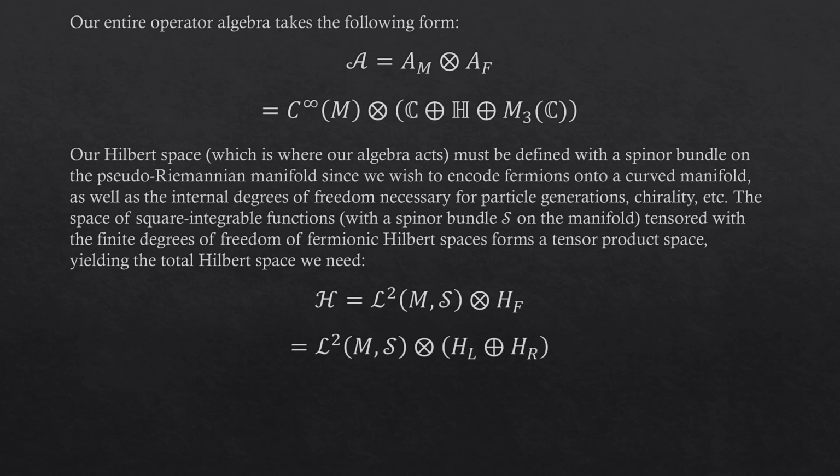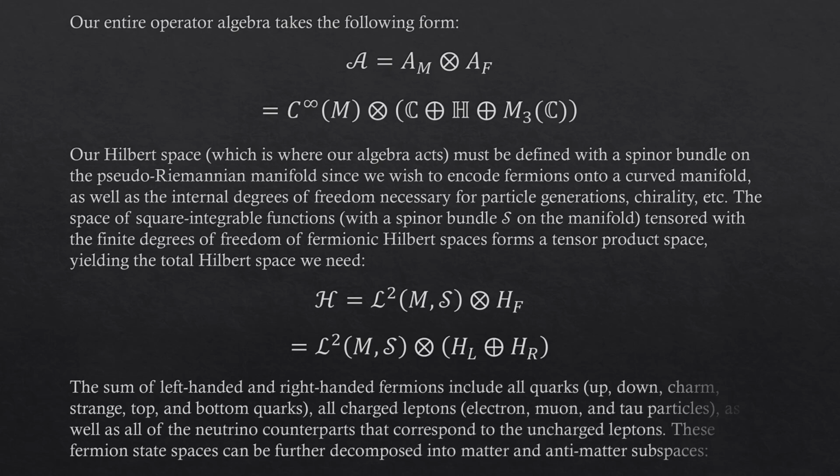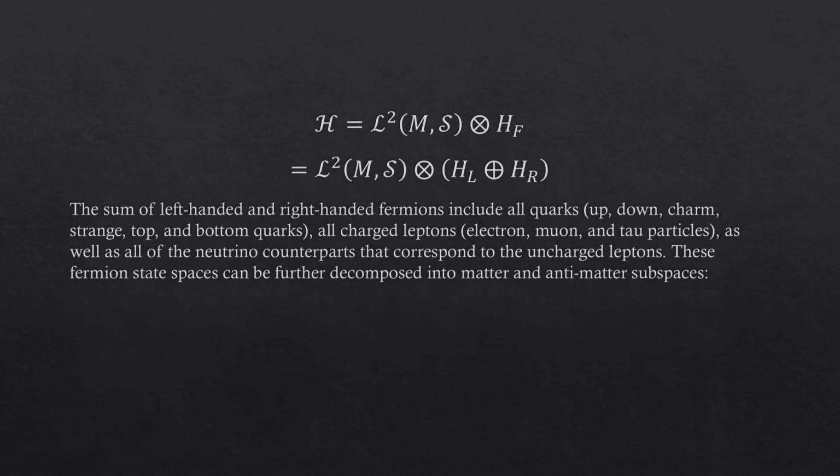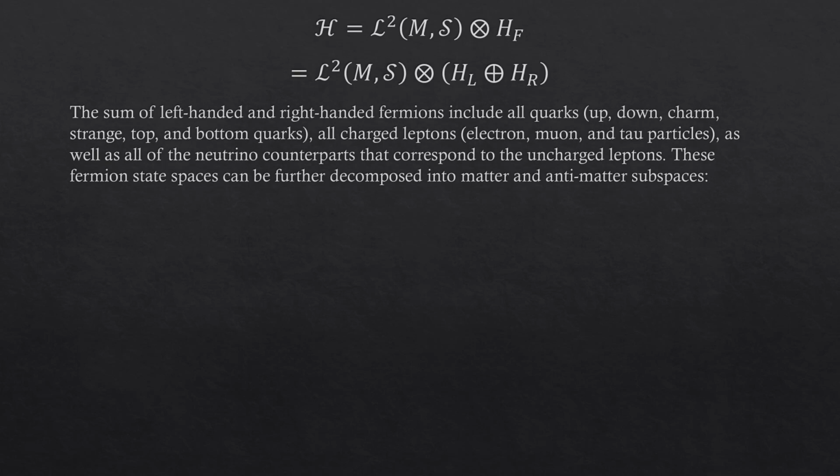We can split it up between left-handed particles and right-handed particles. The sum of left-handed and right-handed fermions include all quarks, that being the up, down, charm, strange, top, and bottom quarks. It includes all charged leptons, and that of course includes the electrons, muons, and tau particles, as well as all the neutrinos corresponding to the uncharged leptons. These fermion state spaces can be further decomposed into matter and antimatter subspaces.